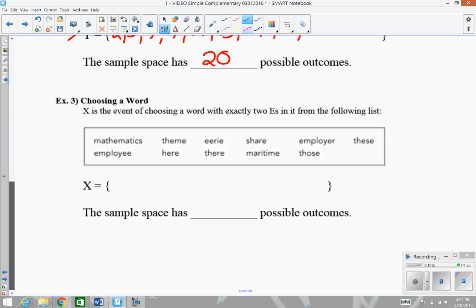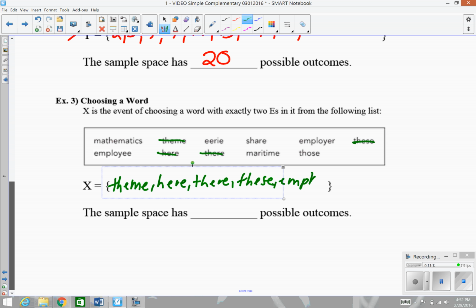Okay, now that you've tried this, we can go over it. Words with exactly 2 E's. You should have theme, here, there, these, and employer. Okay, and this sample space had 11 words to choose from. Once you're done with this, turn the page and we'll really dive in.